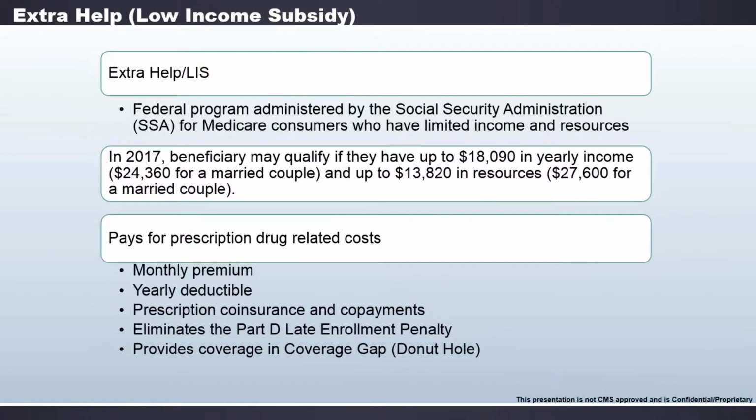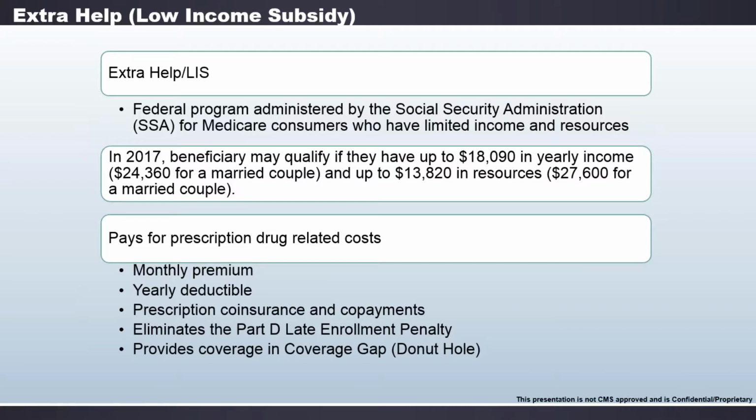And then I talked about the low income subsidies, the LIS. There definitely is some opportunity for your clients to receive some additional help in regards to their premiums and get some assistance if they do qualify for it, depending on their income. So in 2017, the beneficiary qualified if they had a yearly income of $18,090. For a married couple, it was $24,360, and then up to $13,820 in resources, and $27,600 for a married couple.